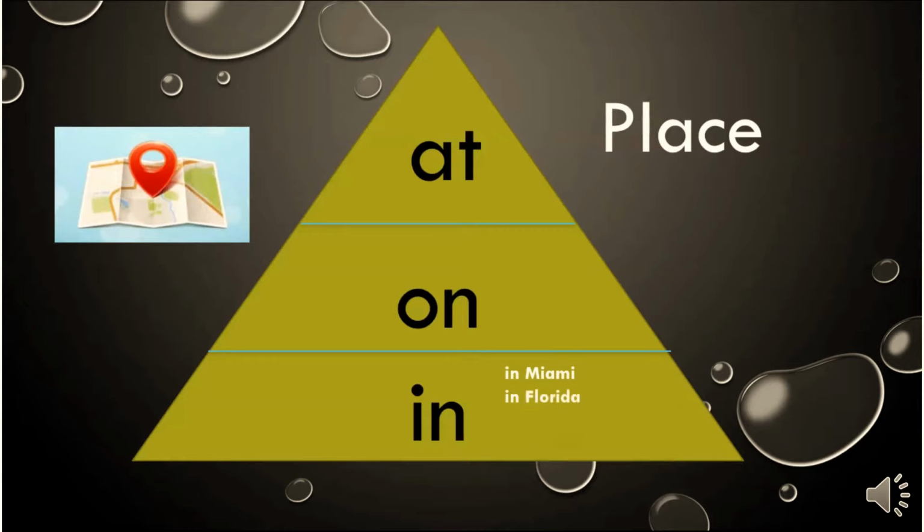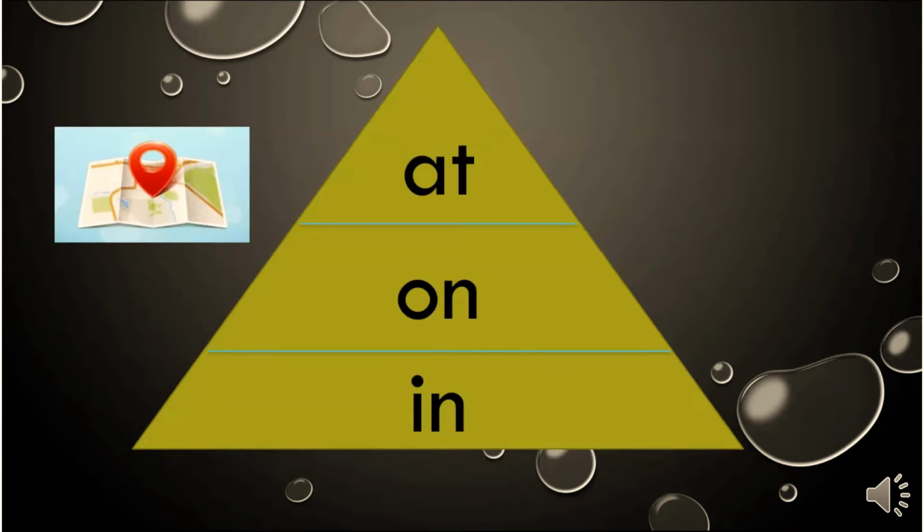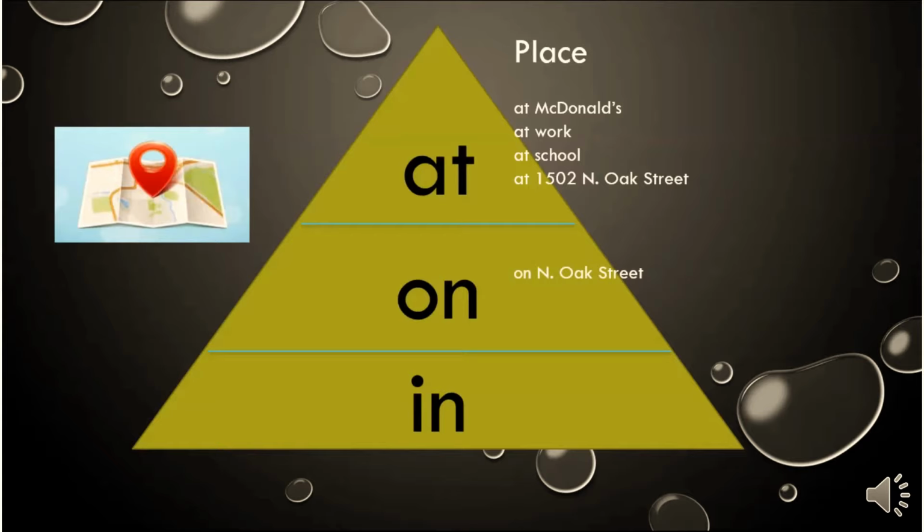What's bigger than a city? A state. In Florida. What's bigger than a state? A country. In the United States. What's bigger than a country? A continent. In North America. So just as we saw before, at the top of the pyramid using at, we're discussing very small locations. Then the locations get a bit bigger, talking about streets.